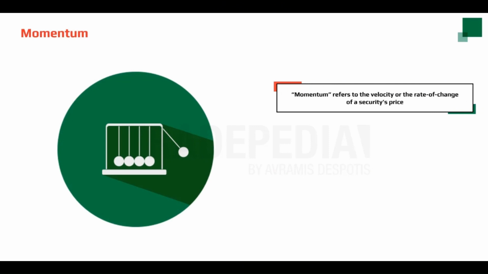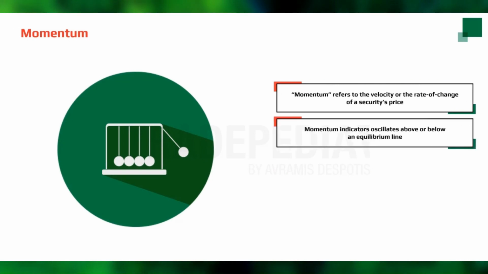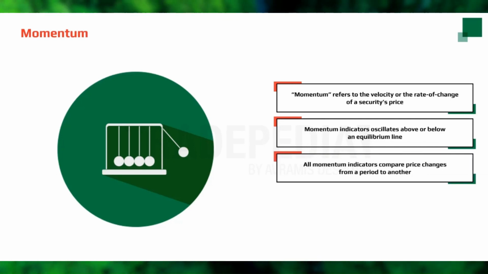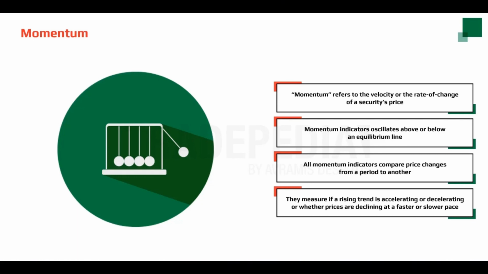Momentum refers to the velocity or rate of change of a security's price. Momentum indicators are referred to as oscillators because they oscillate above and below the equilibrium line. All momentum indicators compare price changes from a period to another. These indicators measure whether a rising trend is accelerating or decelerating, or whether prices are declining at a faster or slower pace.